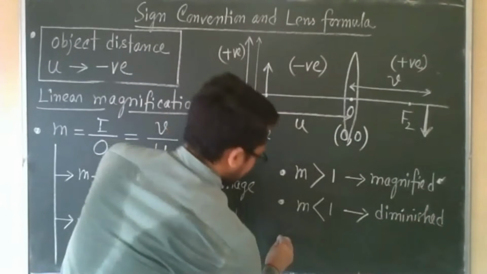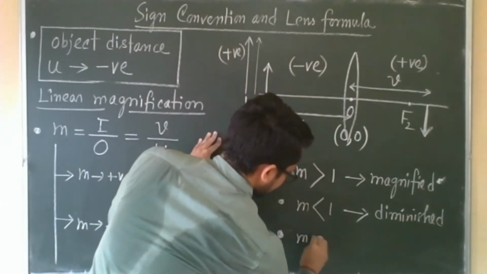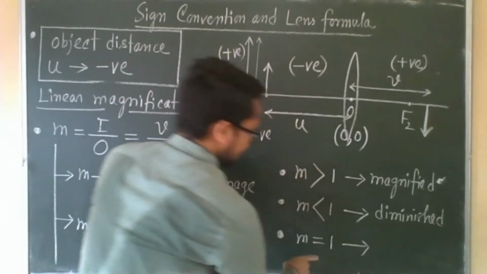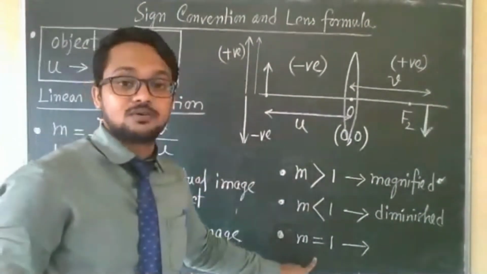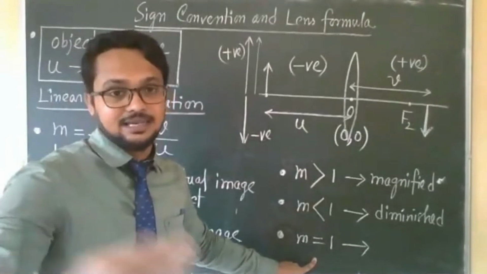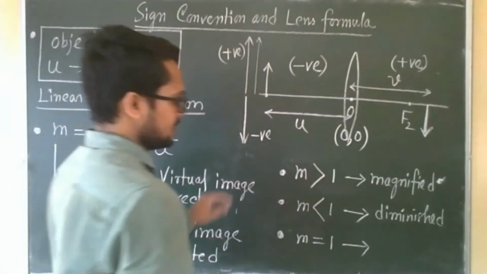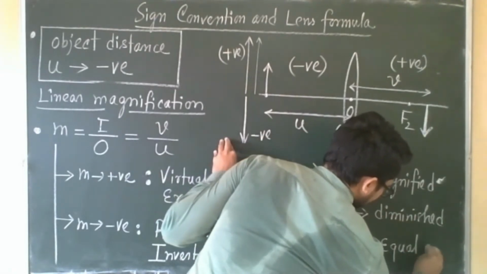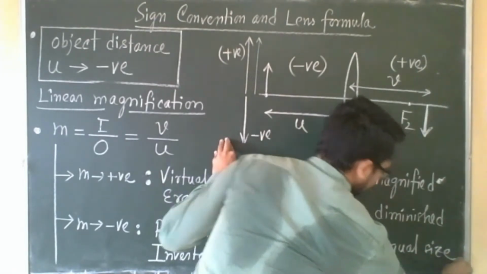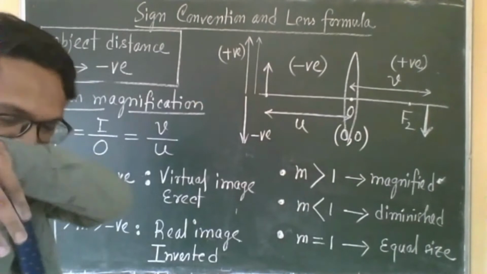Okay, and third case, suppose M is equal to 1. This one we can get for only one case. Which kind of lens will give this? Convex lens. So this is equal size or same size. Object height and image height are equal.